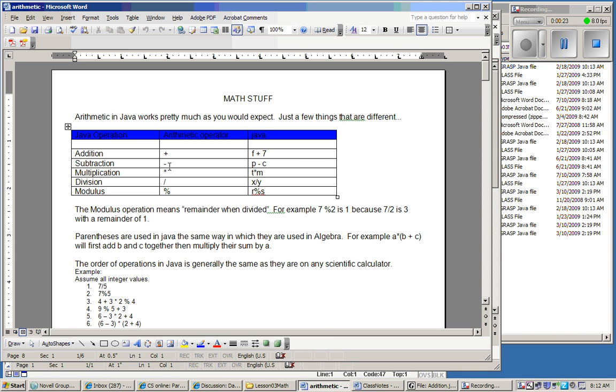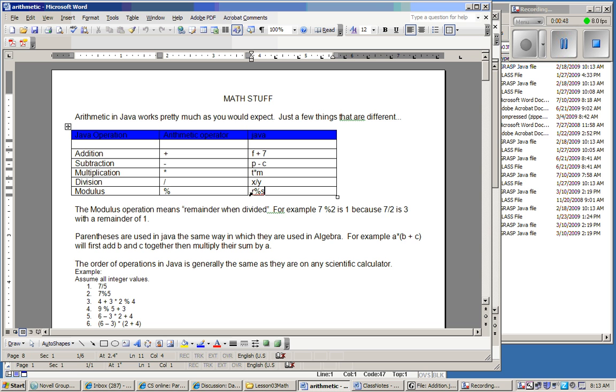So pretty much plus, minus, times, divide, the same thing that you're used to. But modulus, if you haven't had an upper level math class, that might be a new one. That percent symbol does not mean out of 100 or percent, which is what you're used to it meaning. It's the modulus operator. And so in Java, what it means is basically it's just the remainder when you divide.